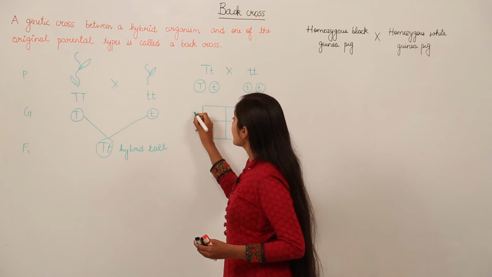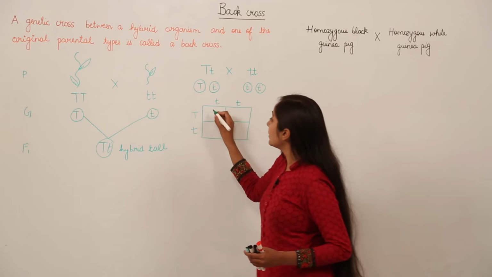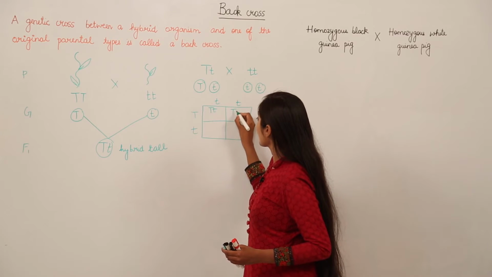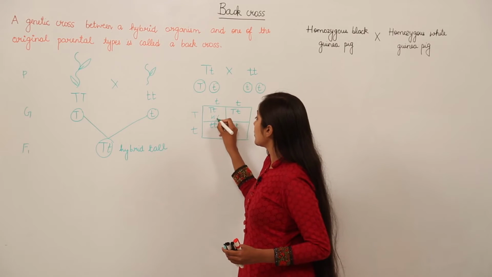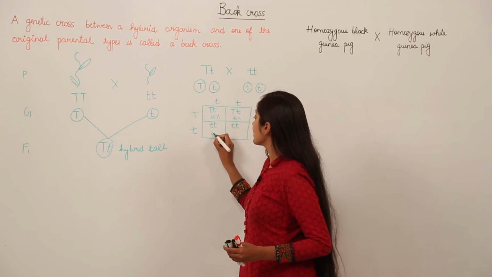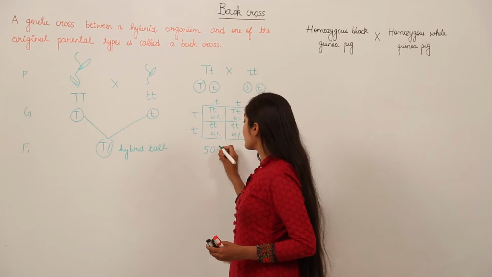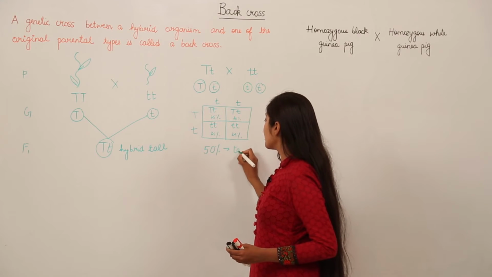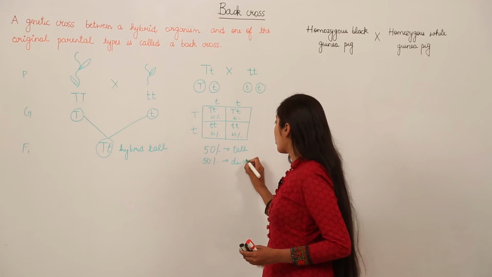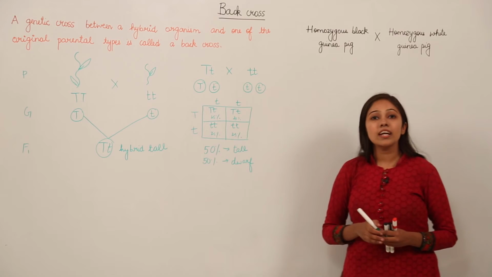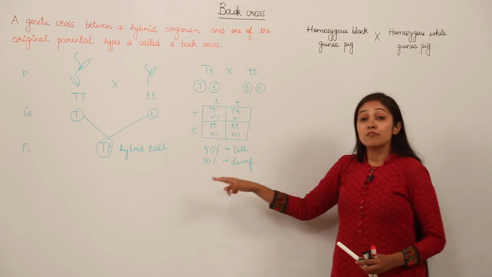Let's see, on the left hand side I am going to put in gametes and on the upper side also I am going to put in these gametes. So we are going to have a combination like this. Okay, so if each is contributing 25% out of 100, since we have 4 combinations, we'll have 50% of the plants that are going to be tall and 50% plants that are going to be dwarf, right? So can you correlate these results of this back cross with test cross?